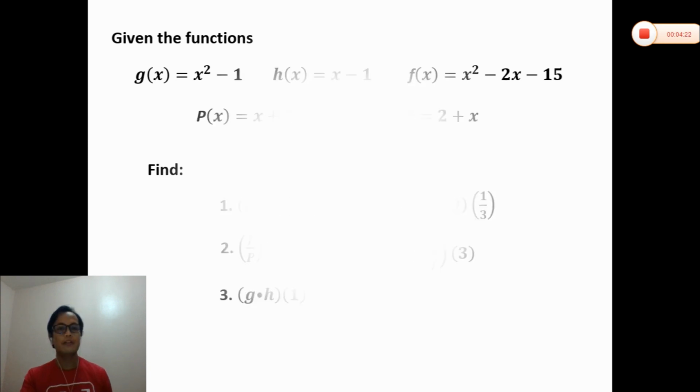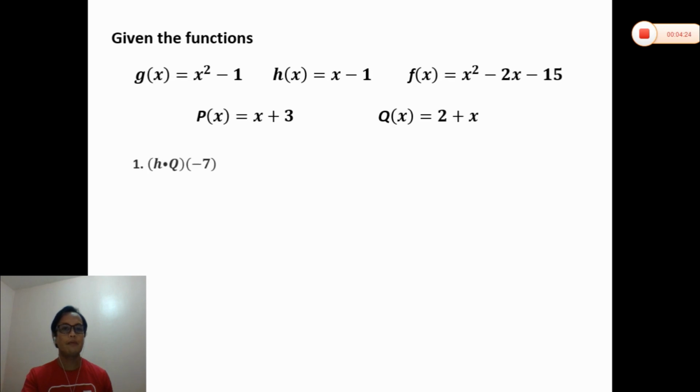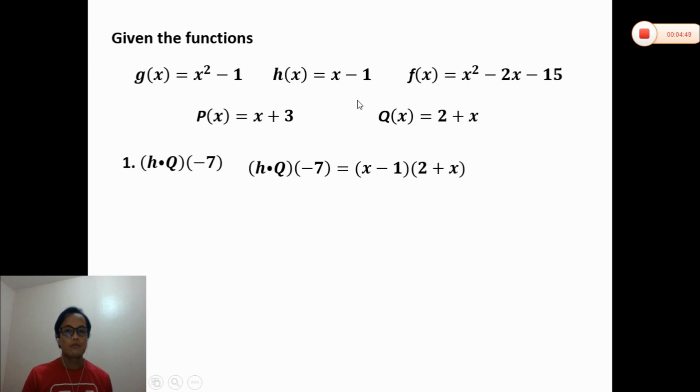Okay, to start with, we will start with example number 1. So again, these are the functions given. For example number 1, we have to find the product between h and q. So then evaluate negative 7. Our function h is x minus 1. So we write this one by x minus 1.